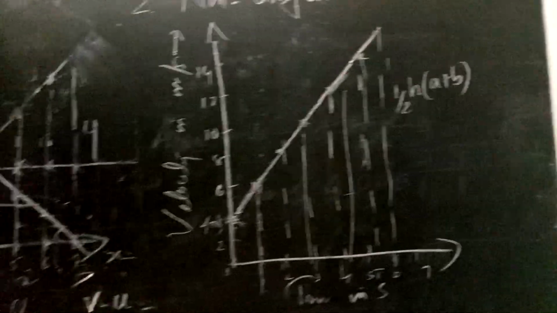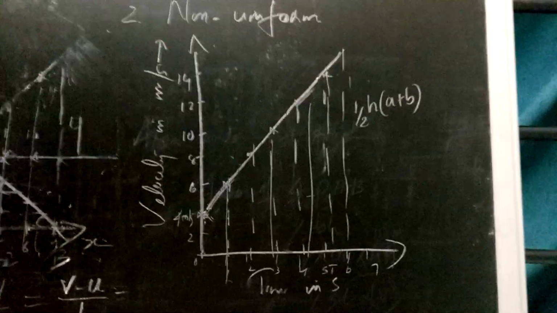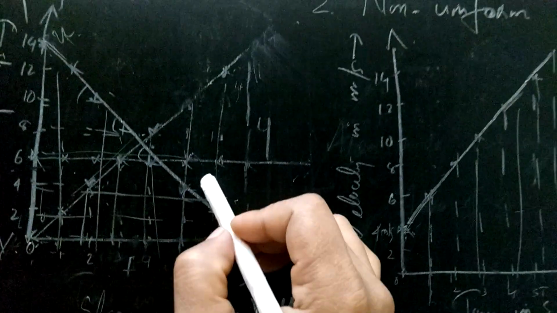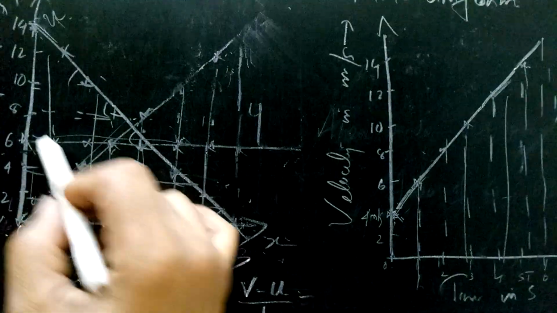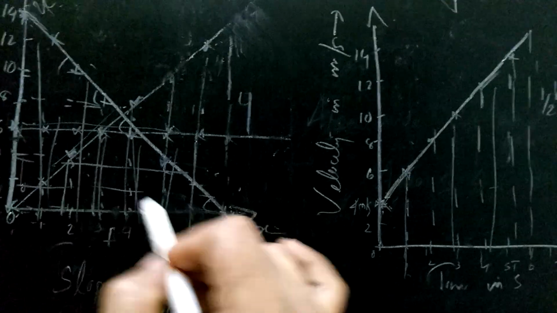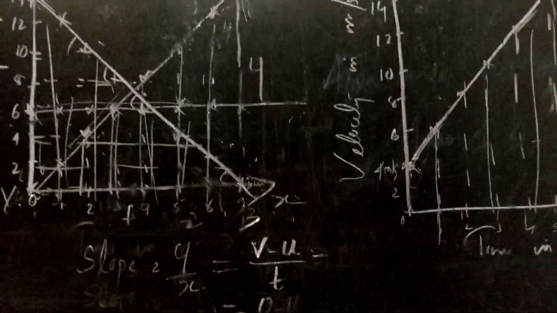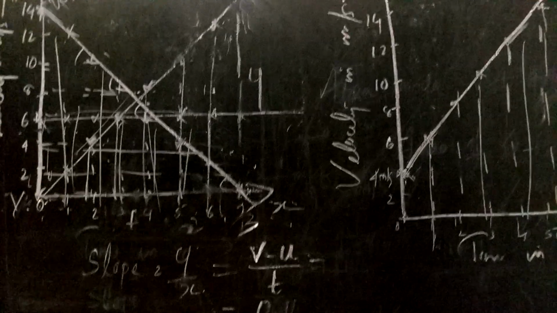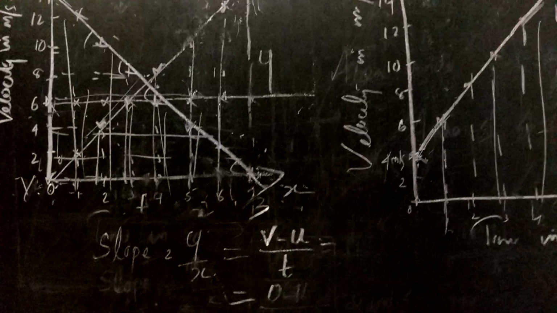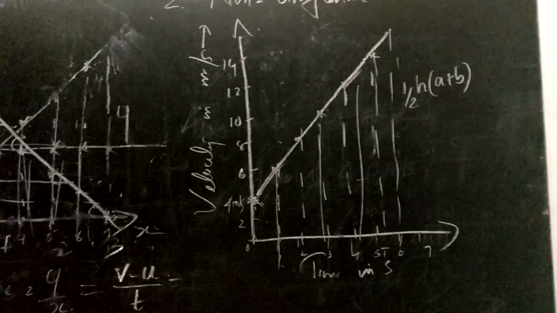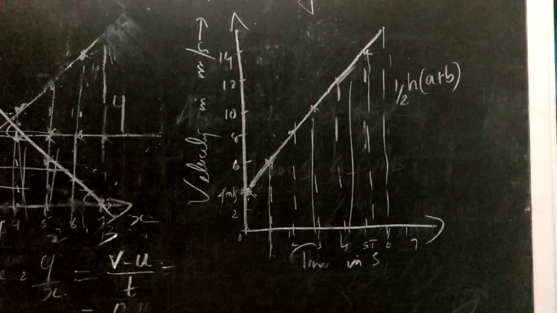Is it clear? Based on the area, you should choose the formula. If it is a triangle, you should choose half bh. If it is a rectangle, in the case of uniform motion, to find the displacement you should find the area under the velocity time graph. It will be a rectangle, or in a particular interval it may be a square. If it is a square, use side into side. If it is a rectangle, use L into B. If it is a triangle, half BH. If it is a trapezium, half H into A plus B. So based on the area, you should choose the equation.